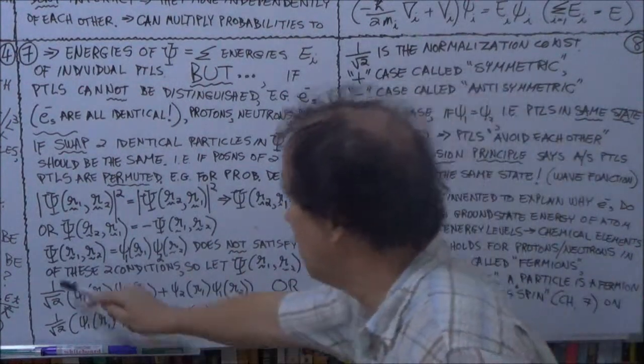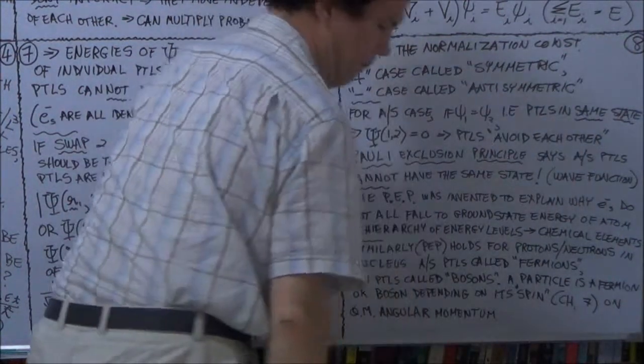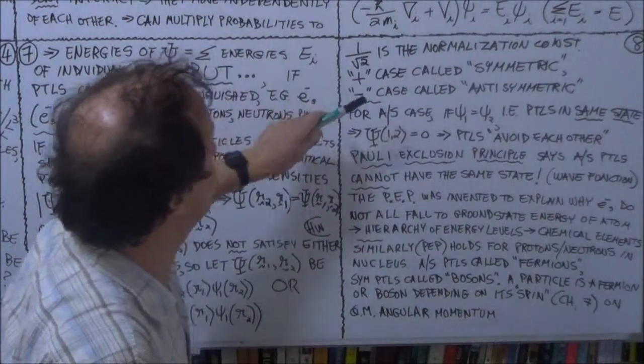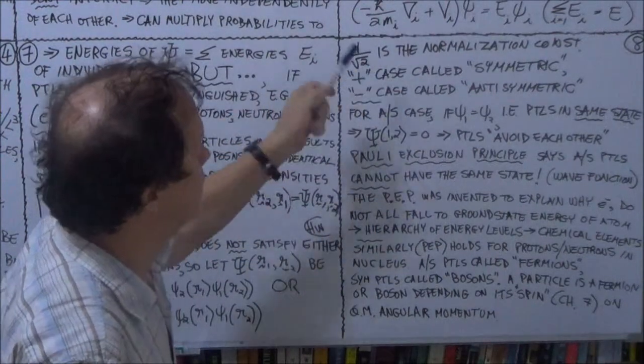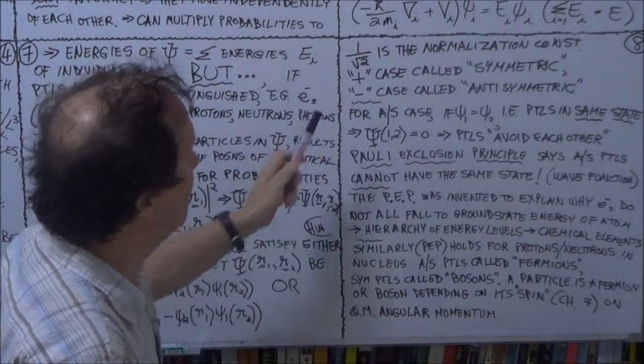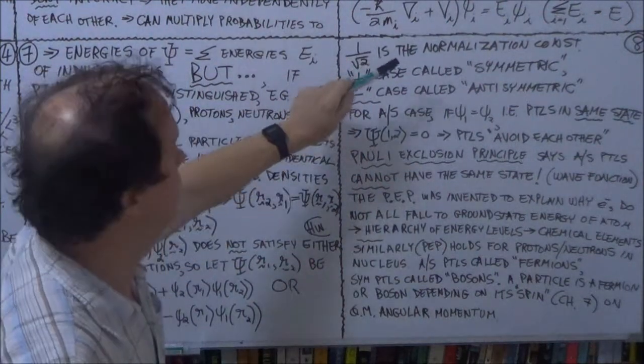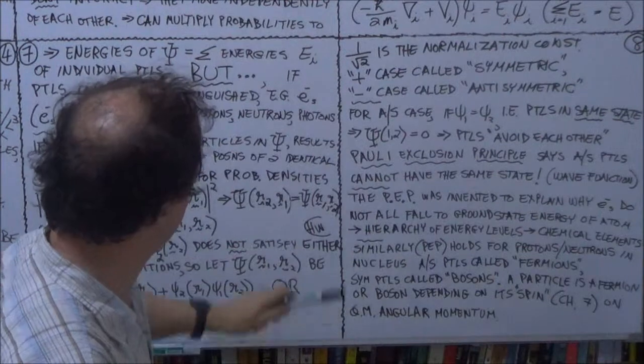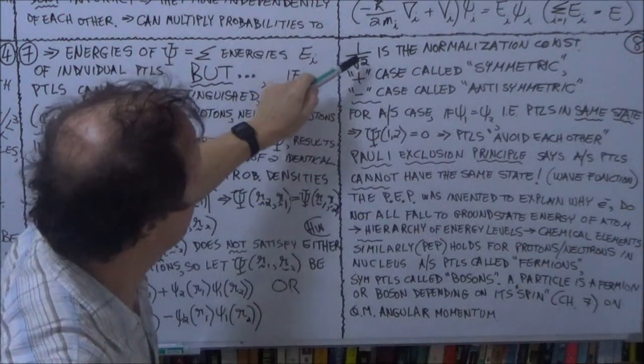Now, why 1 over root 2? Well, that comes from the normalization. It's just the normalization constant. I suppose you could do that for homework as well. You prove that the normalization constant is 1 over root 2.